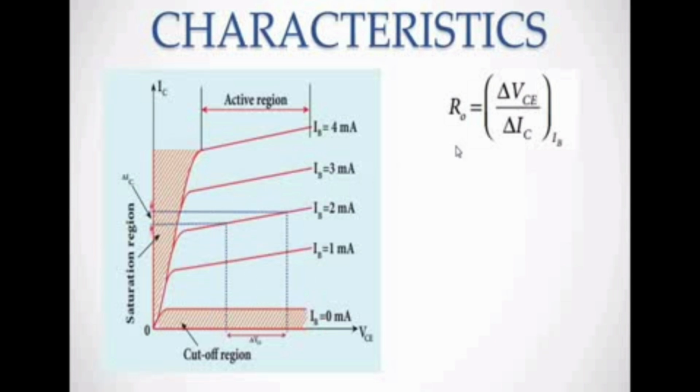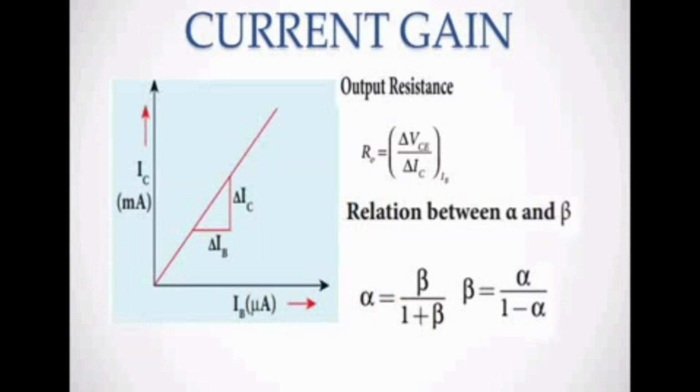In this region you can also calculate the output impedance. When you draw the triangle, you get the output impedance as delta VCE by delta IC when IB is constant. Then the current gain. As the input current IB varies, the corresponding output current IC changes. We can draw the graph between the input current and the output current, and you will get a straight line. That is the current gain.